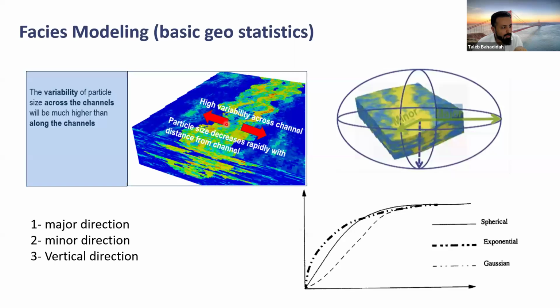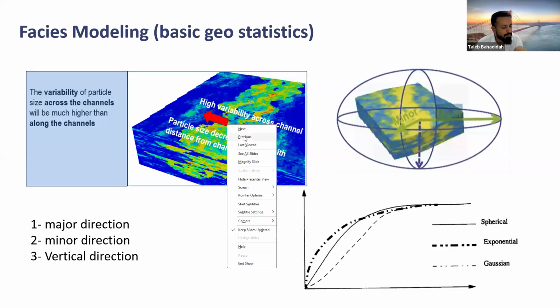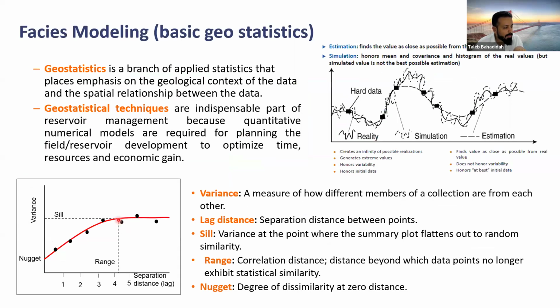Let me go back to that slide to demonstrate it better. If we have a bigger range, that means the relation continues to exist, because once you reach the sill, the relation between the two data sets will be no relation.